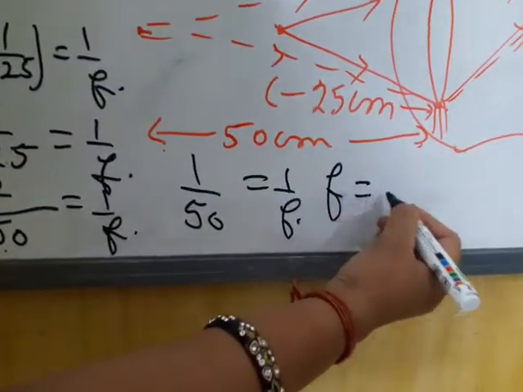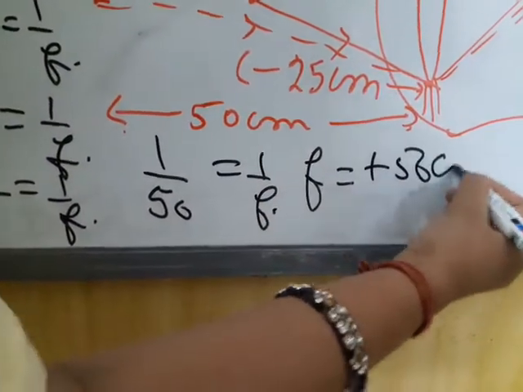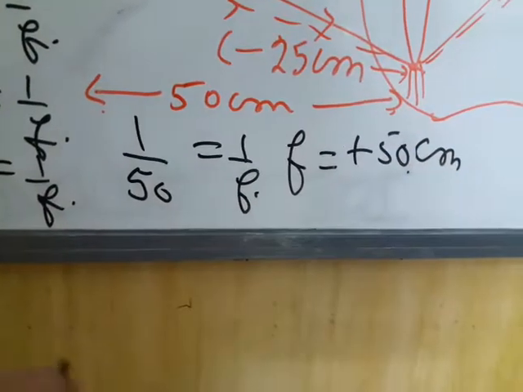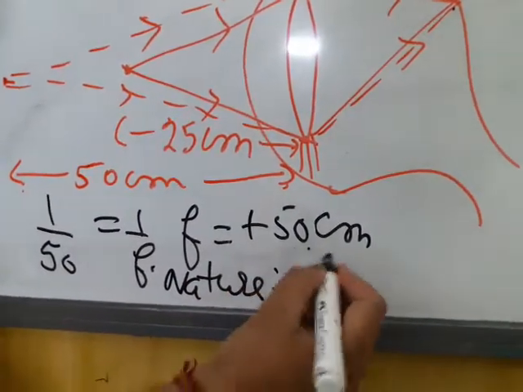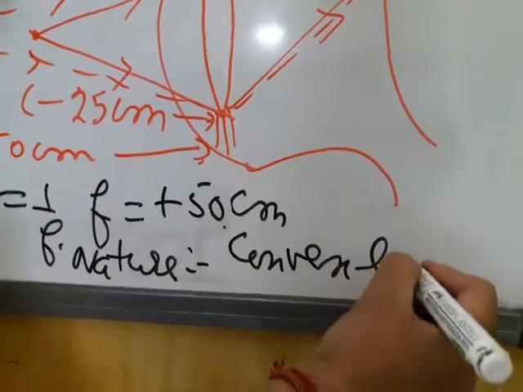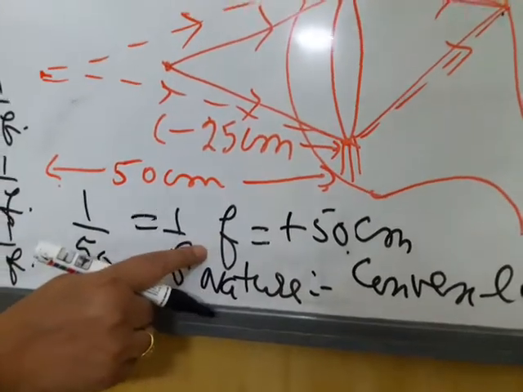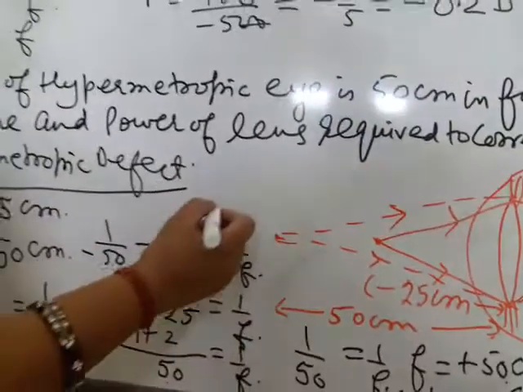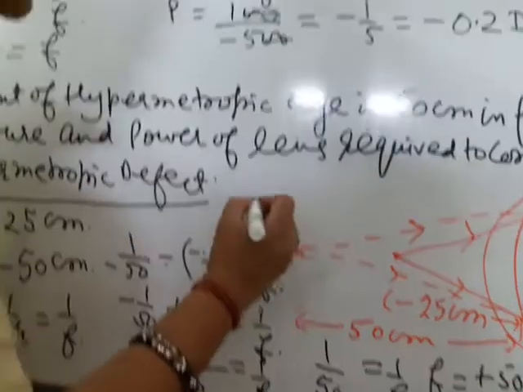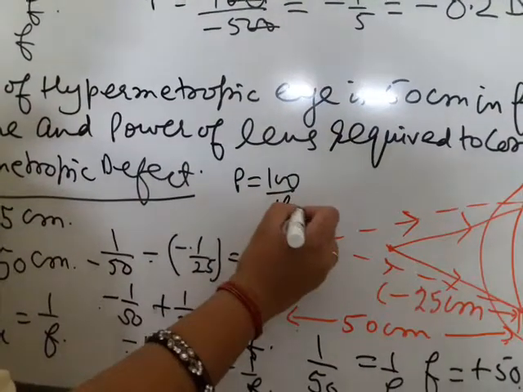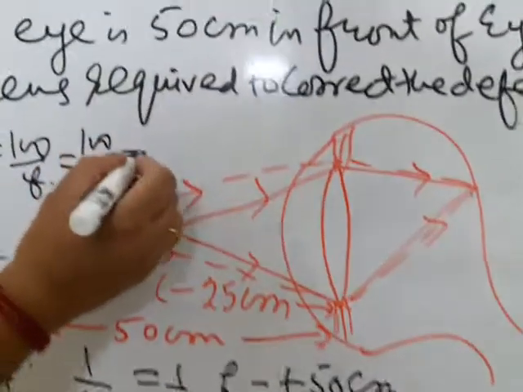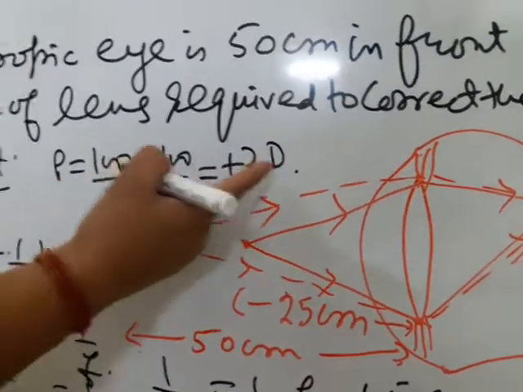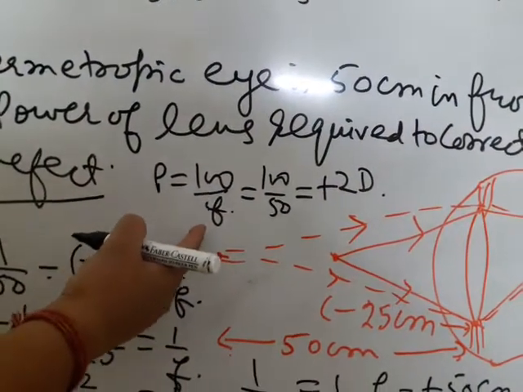So what is the focal length now? Reciprocate it. It is plus 50 centimeter. Focal length is plus 50 centimeter. So what is the nature of the lens? The nature of the lens is convex lens. Why convex lens? Because the focal length is plus. Now let's find out the power. So power will be equal to 100 by f, and it is equal to 100 by 50, that is plus 2 diopter. Diopter is the unit to calculate power.